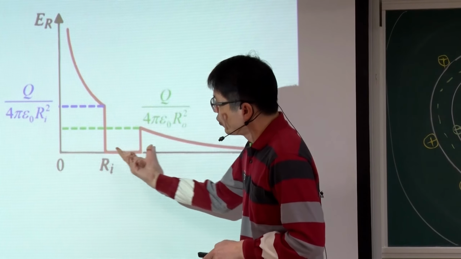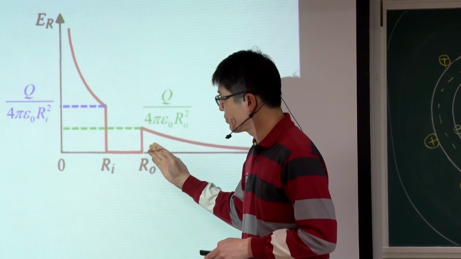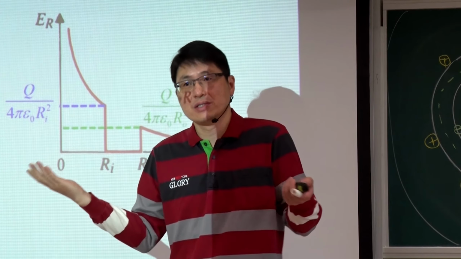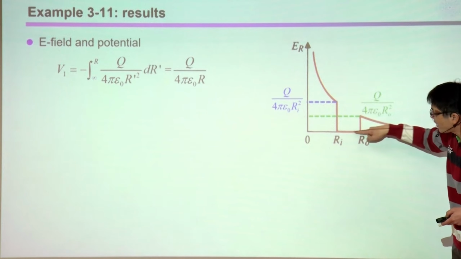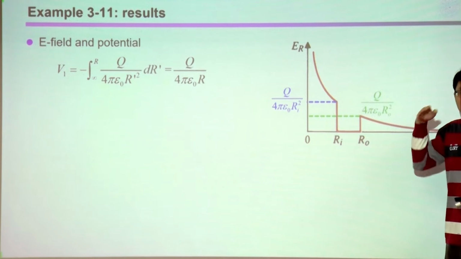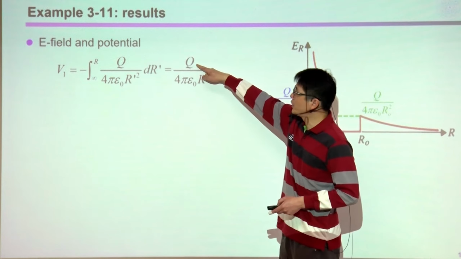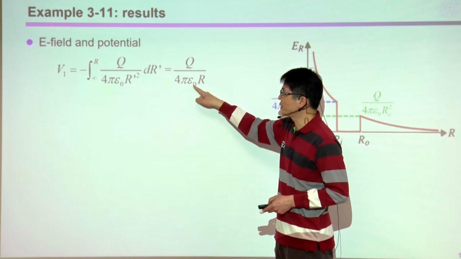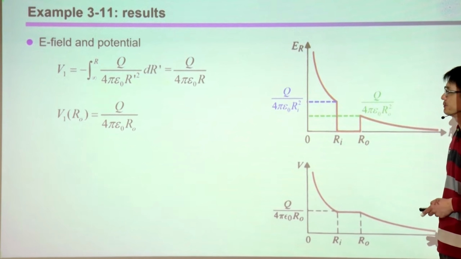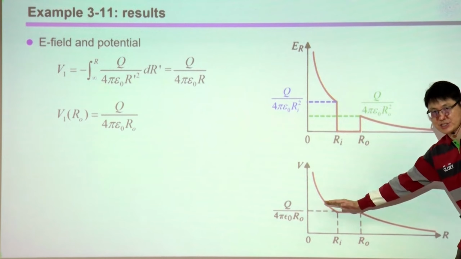For this region within the metal, because you don't have E fields, there's no need for you to perform the integration. Integration of 0 means 0. So this entire region within the shell, between Ri and Ro, you have a constant potential. And that constant potential is Q divided by 4 pi epsilon 0 Ro. Right? So for the entire metal, you have a constant potential.